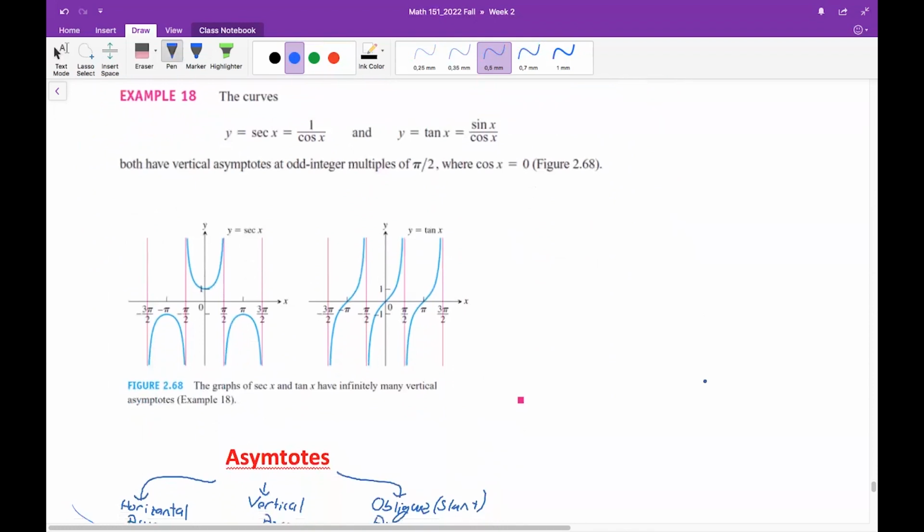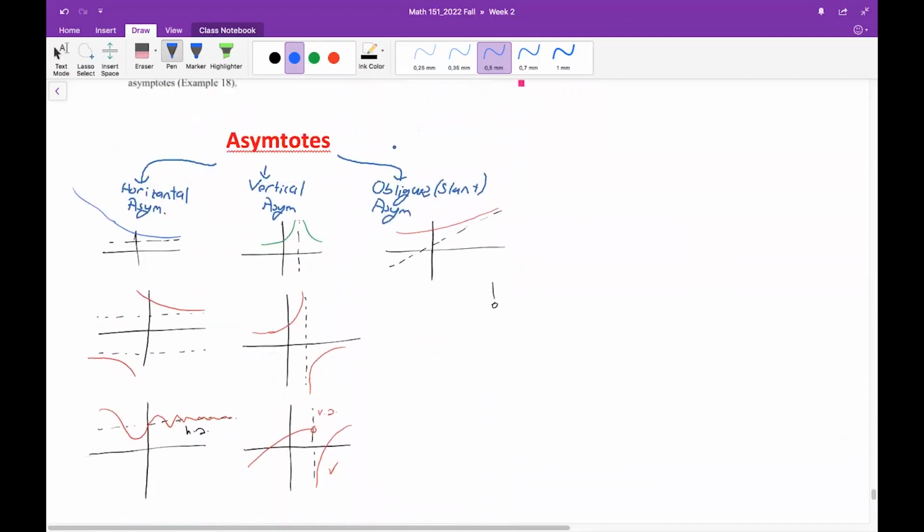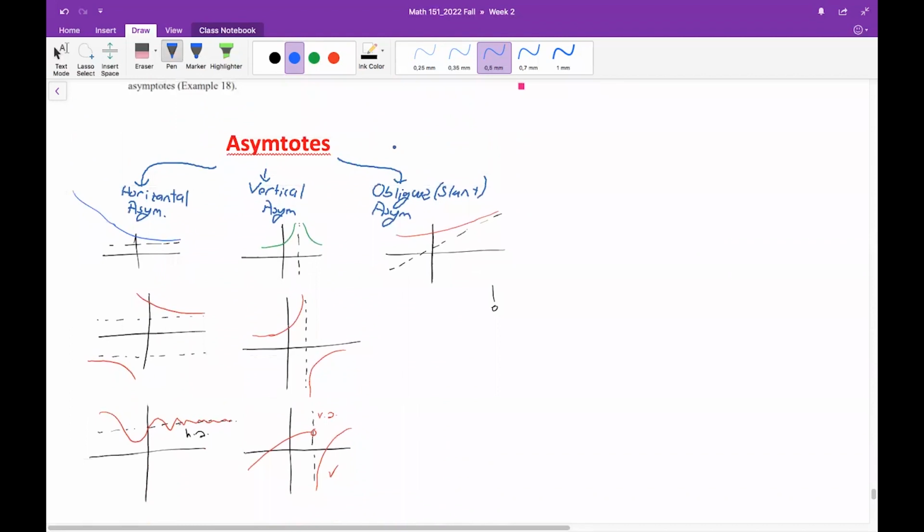And here there are more examples. You can check this example by yourself. Let's put it as an exercise. And finally, I put here a very nice summary for you, removing technical details and just putting the graphs. So what is a horizontal asymptote?